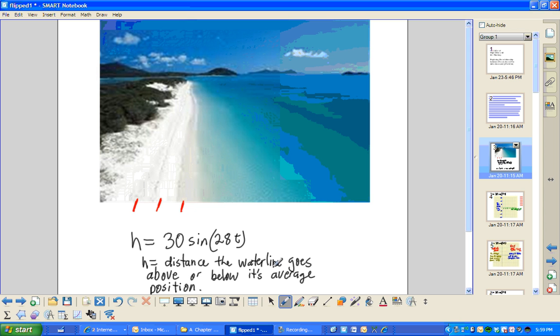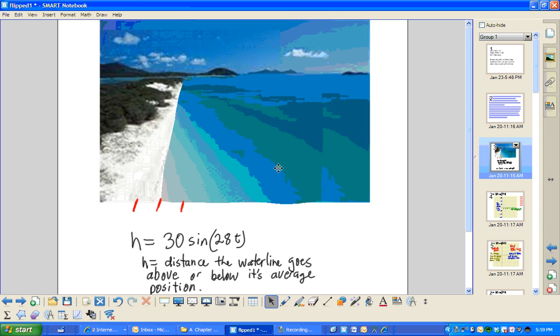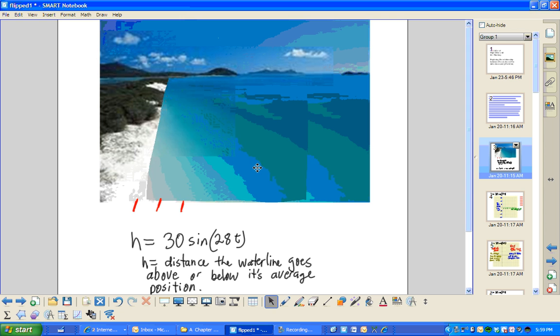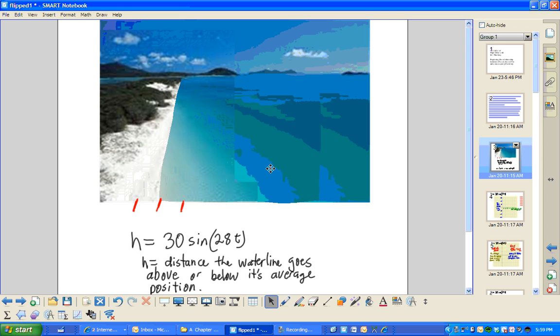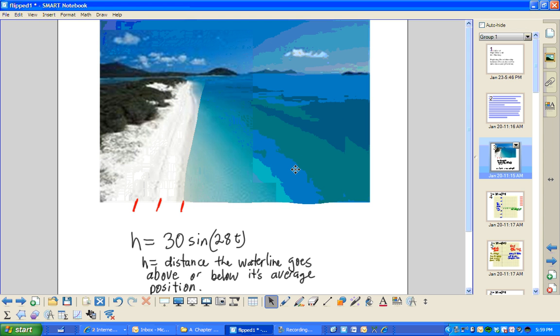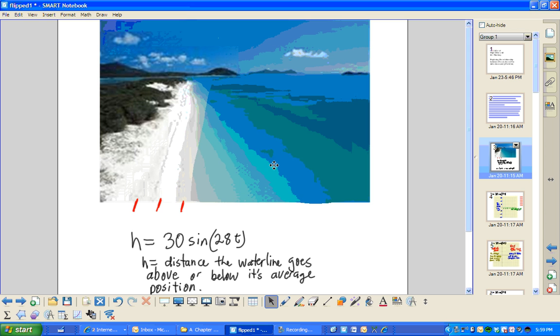So we have, this is like our 3 o'clock position. Then it goes up to its max position, like 12 o'clock. Then it goes back to our 9 o'clock position, back to the midline. And then to our low position, like our 6 o'clock position, and then back up to our 3 o'clock position. And so the tide is finished. So that shows what's happening.